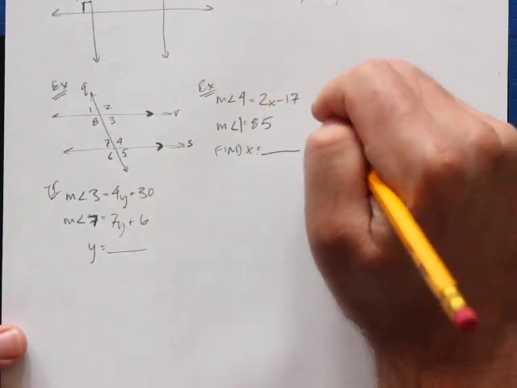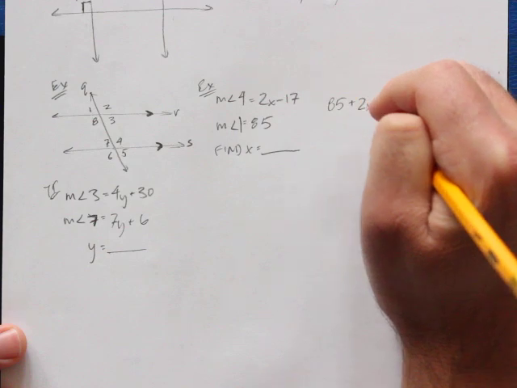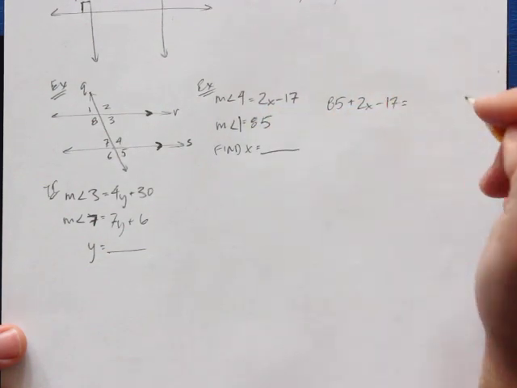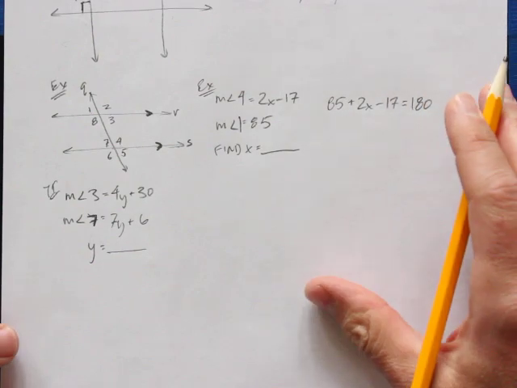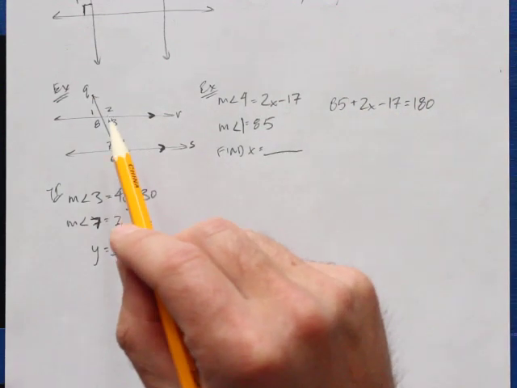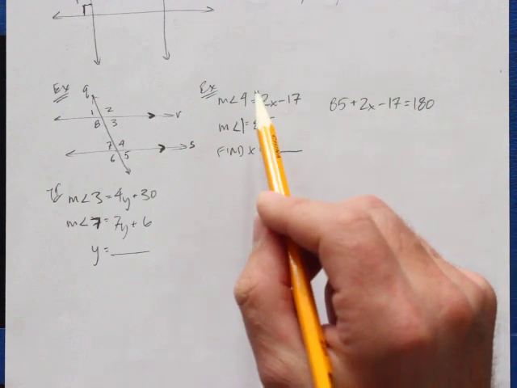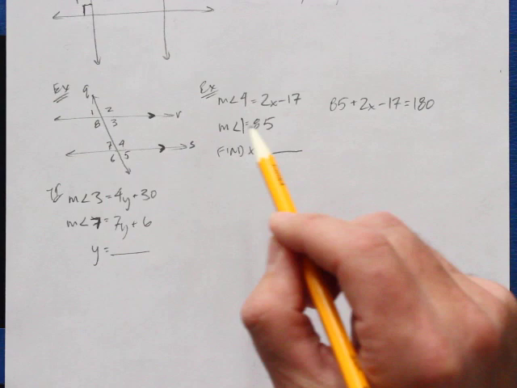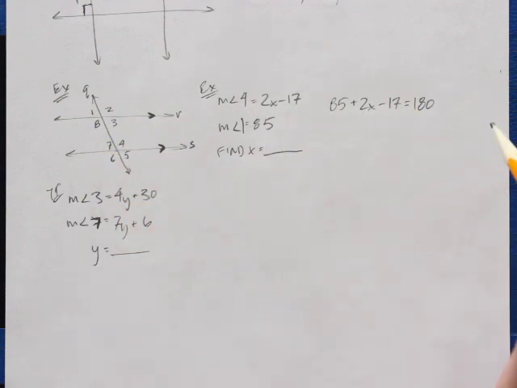So what that means is 1 and 4, 85 plus 2x minus 17, so angle 1 and angle 4, if I add them together, I get 180 degrees, because they're supplementary. So, don't just decide, oh, I've got two angles, I need to set them equal to one another. Pay attention to what the relationship between those angles is, and then decide how to make an equation that makes sense, and then you can solve for x.